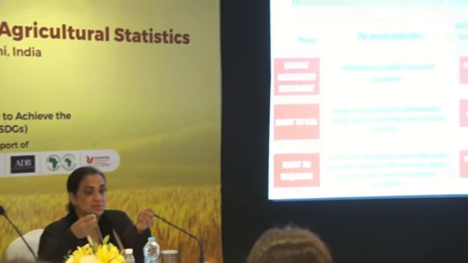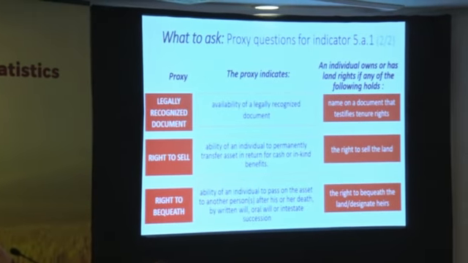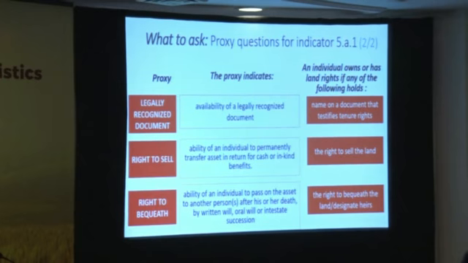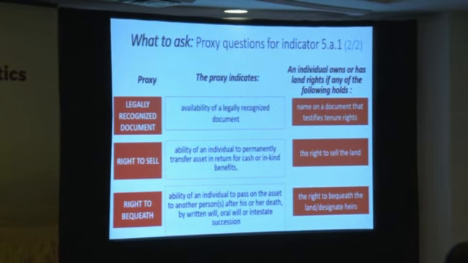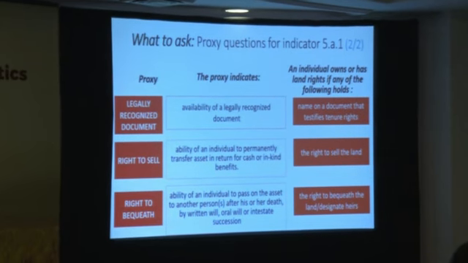Now, of course, they're not mutually exclusive, so it's an or. If any of these questions are answered in the affirmative, and they're yes/no questions, then that person has secure ownership rights. In addition to these proxy questions, the issue for countries is what do we actually put as questions? So it is asking, after the question on do you own agricultural land, is your name on a legally recognized document?